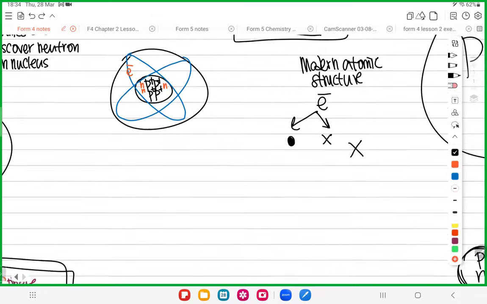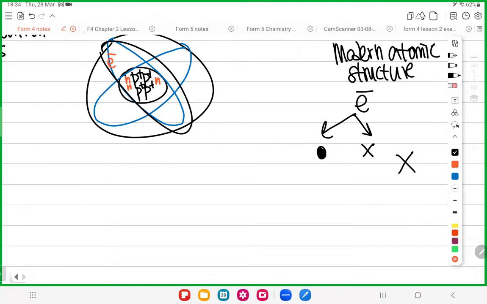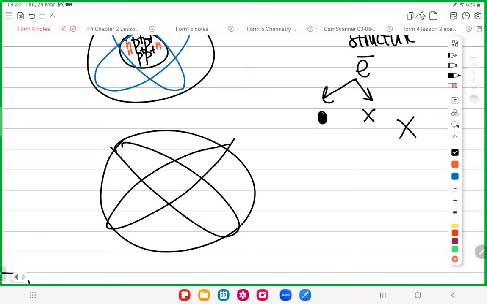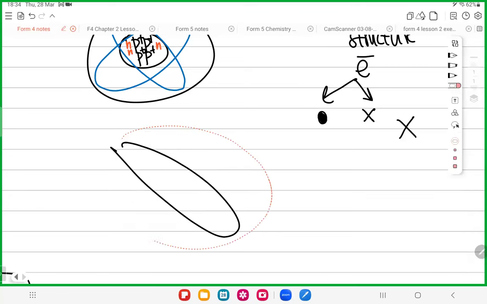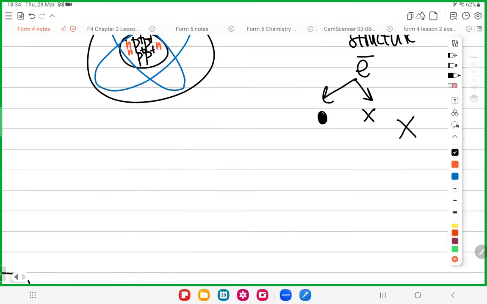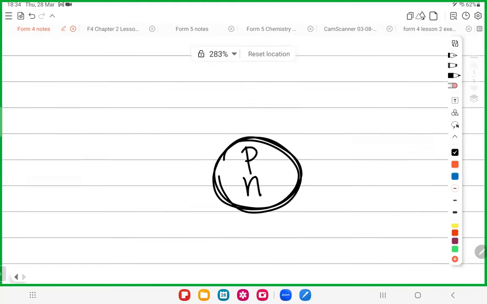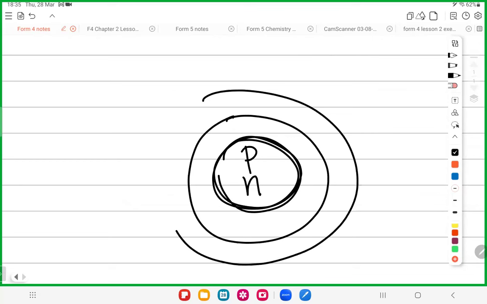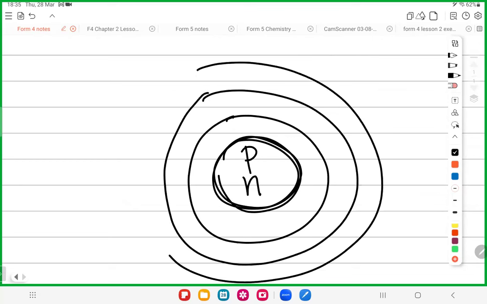Previously, Niels Bohr drew the shell like this, as an ellipse. But it's very hard to draw, isn't it? That's why nowadays we draw the shell using a circle. This is shell number one, this is shell number two, this is shell number three. You not only have one shell.